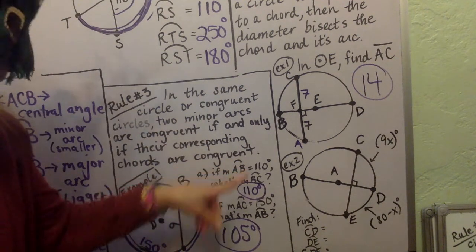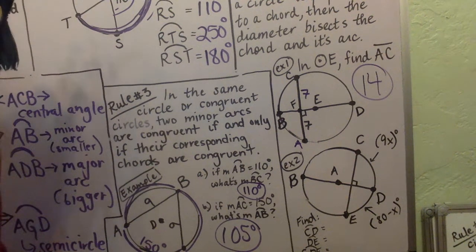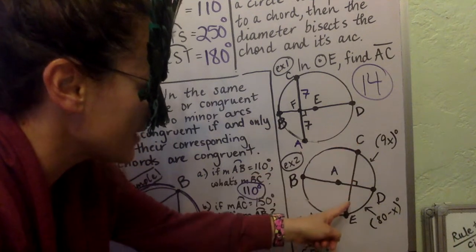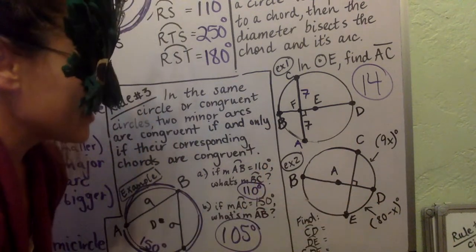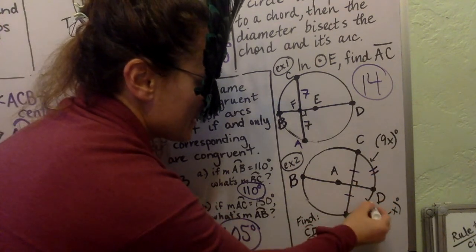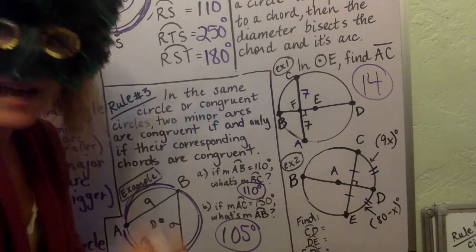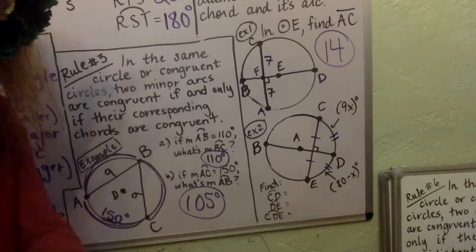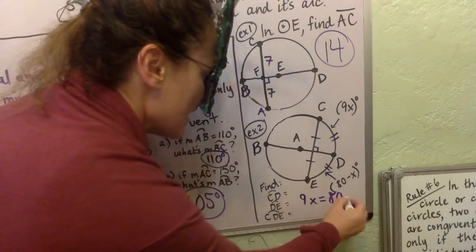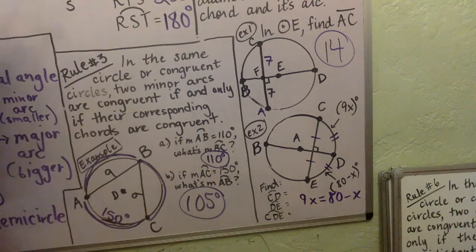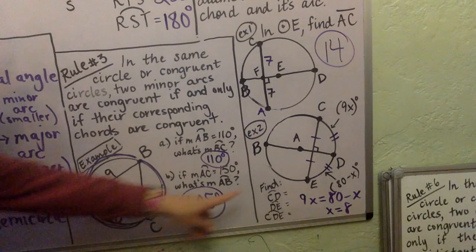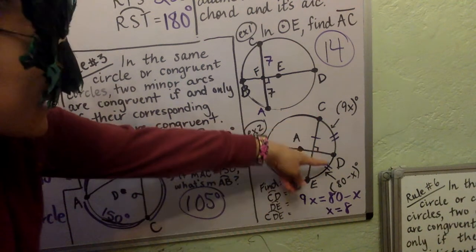And so over here on example 2, okay, let's see. So we have, again, same situation. We have a chord being bisected by a diameter, okay? That means these are the same, and then it also means that their arcs are the same. And since that's the case, that means you can set the 9x equal to the 80 minus x, okay? And I'll go ahead and let you solve here, but I think you're going to get that x is 8, okay? And so then we just want to figure out what the arc CD is.